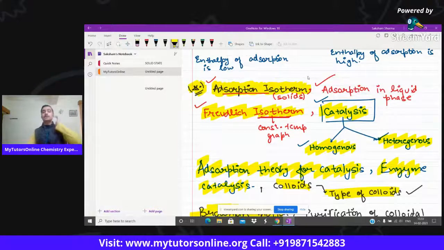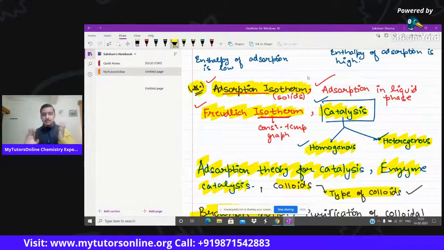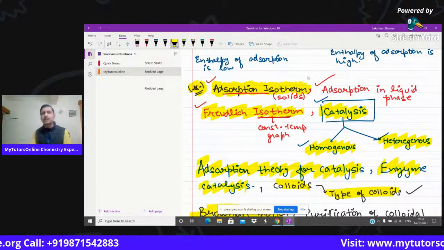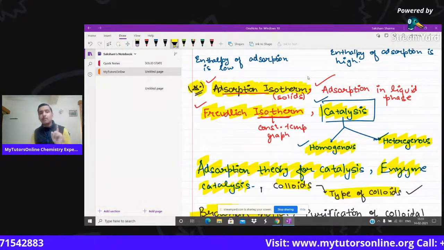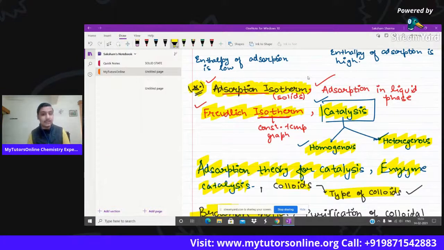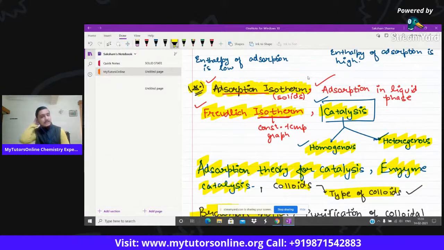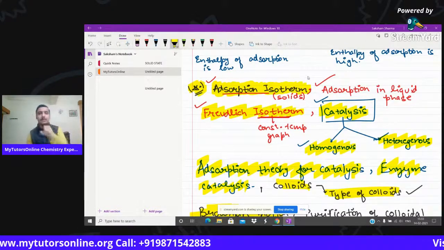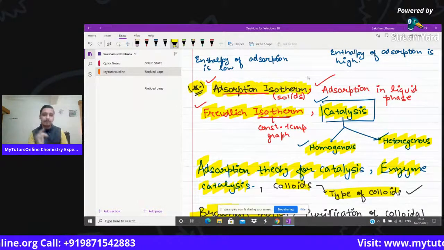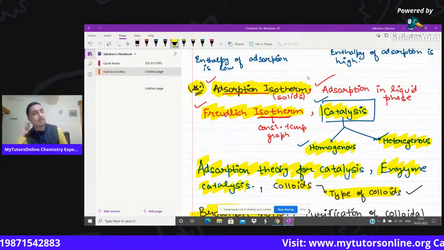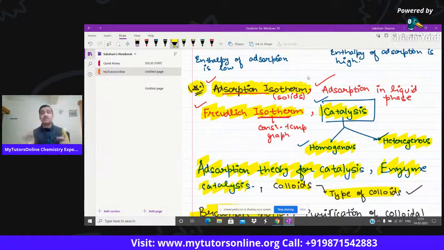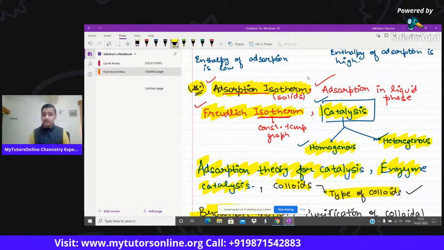As I told you at the start of the stream, this chapter is basically completely theoretical, except for one formula, the Freundlich isotherm for solids and adsorption in liquid phase. There you have a graph which you have to remember, and a formula. Otherwise this whole chapter is completely based on your theory knowledge, as much as you can remember.